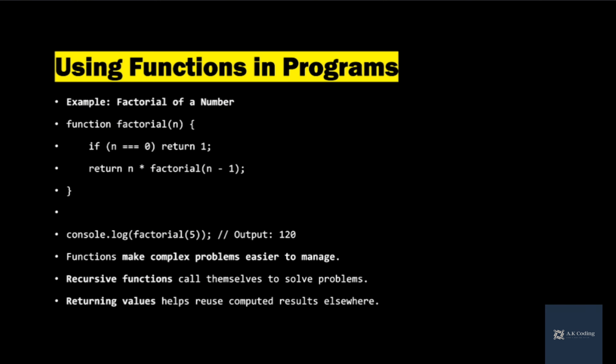Now, using functions in programs. Here is a simple problem and we're going to solve this. With the function, we're going to find the factorial of a number. It means first we'll be checking if the number is equal to 0, it returns 1. If it's not, we'll be calculating that factorial by multiplying the number with the factorial of the number minus 1, and then we'll be getting the factorial of the number. So let's do it.